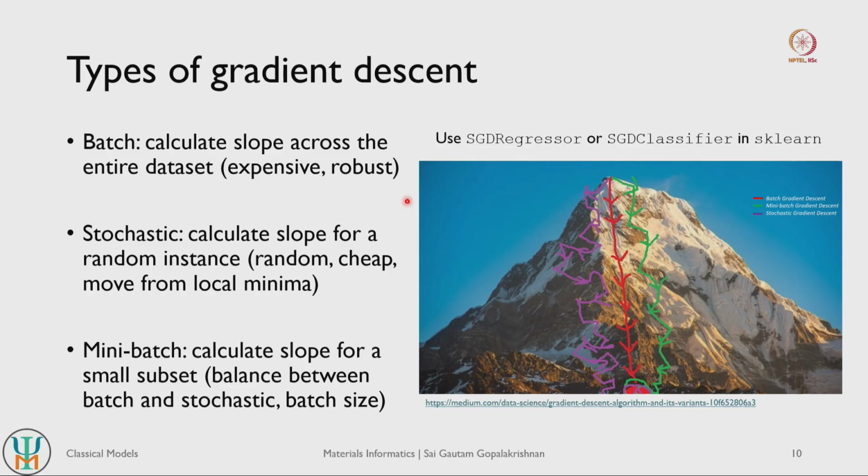Okay. So with respect to gradient descent itself, there are different ways of calculating slopes. As I said, gradient descent calculates the slope of your error or cost function with respect to your theta values, your weights and biases. But does it calculate the slope considering all the data points in your data set?